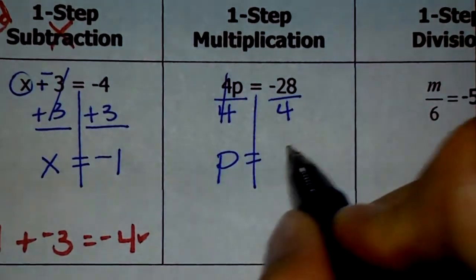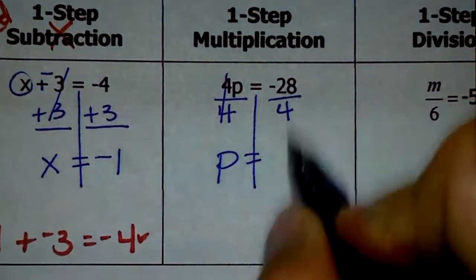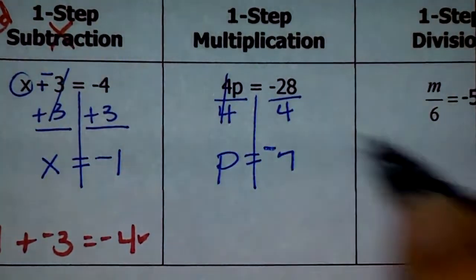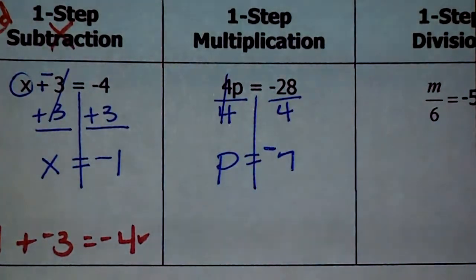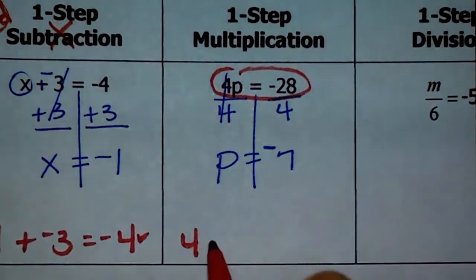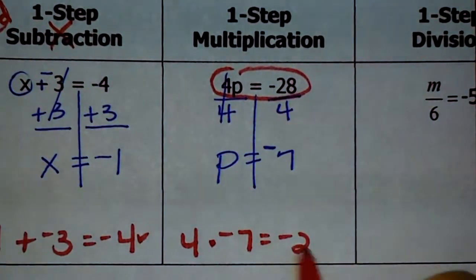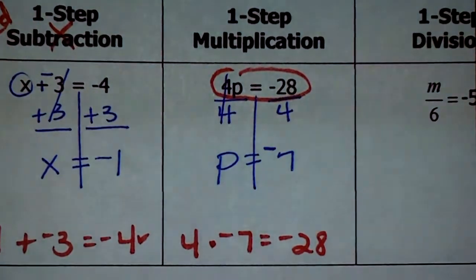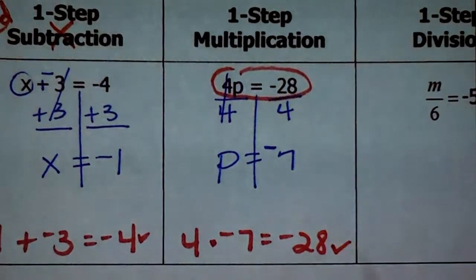-28 divided by 4, divide the digits, that's 7. One negative means it's negative. So right now we're thinking that p is -7. To check to make sure that's right, go back up to your original equation. 4 times -7 should be -28 if we're right. And is it? Yeah. So we know that we're right.